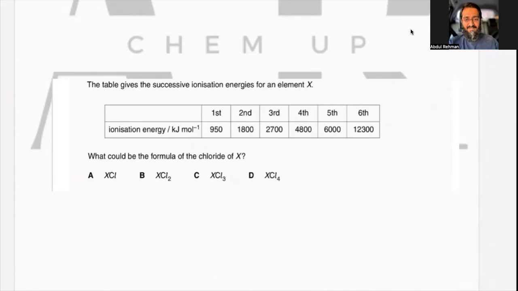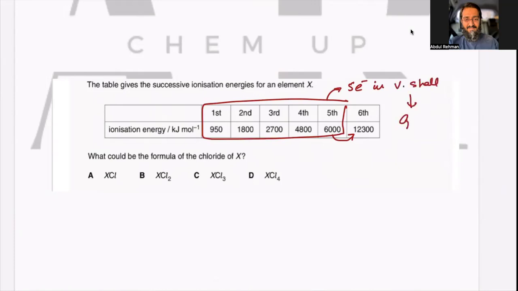Why? Because the biggest difference is over here. So it means it's in the fifth group. So 5 electrons in the valence shell. So group 5. Okay.